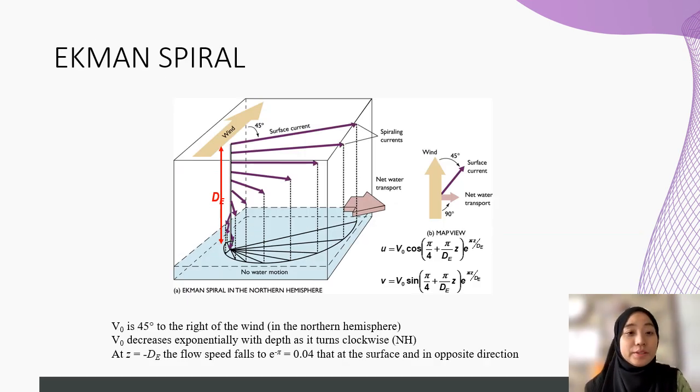So what is Ekman spiral? Ekman spiral is a spiraling movement of currents from the surface towards a deeper depth, about 100 meter. So at the surface current will deflect 45 degrees from the wind direction to the right in the northern hemisphere and to the left in the southern hemisphere. And for the Ekman spiral, it will decrease exponentially with depth as it turns clockwise in the northern hemisphere and counterclockwise in the southern hemisphere.